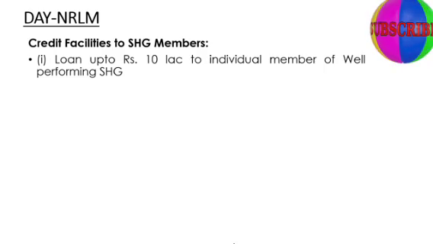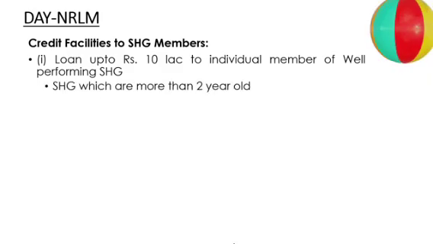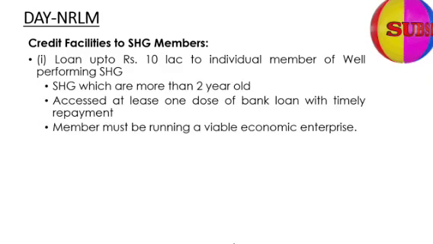Then this 10 lakh rupees loan to an individual member of a well performing SHG can be given if the SHG is more than 2 years old, they have availed at least one dose of bank loan with timely repayment, and the member must be running a viable economic enterprise.